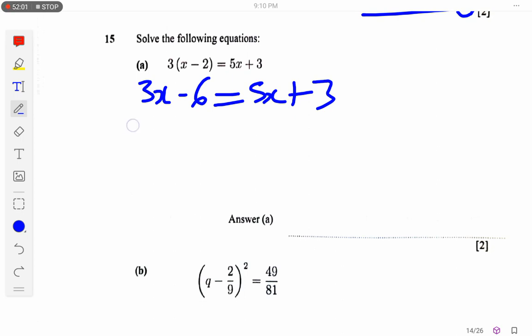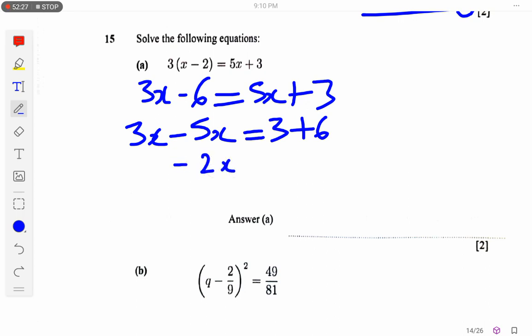3x here, 3x. Then I've got minus 5x, is equal to 3 plus 6. So I'm going to get 3x minus 5x. What do we get? 3 minus 5x, that's a minus 2x there. Then I've got is equal to 3 plus 6, that's a 9.